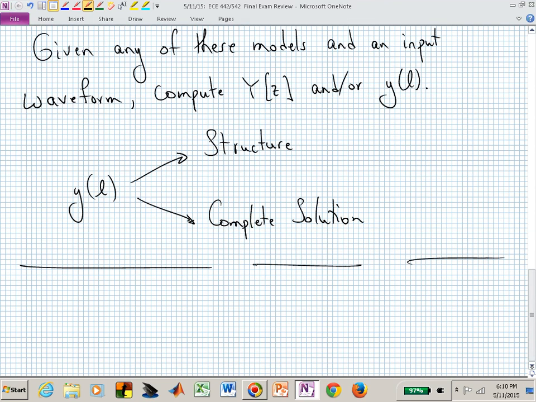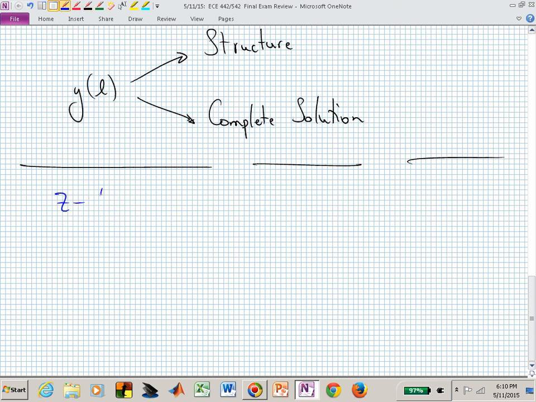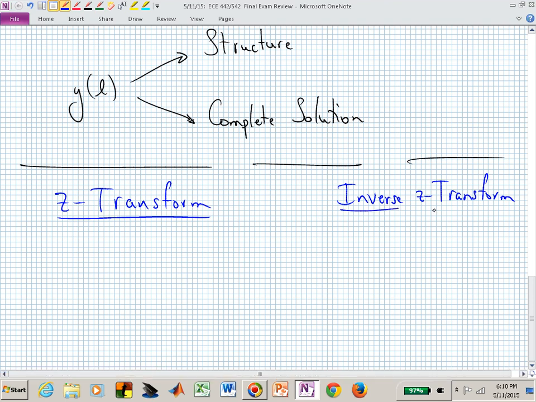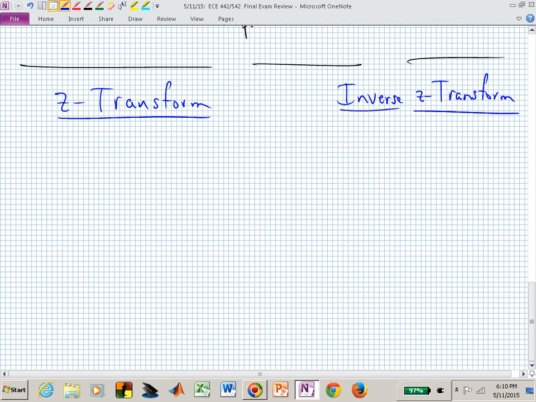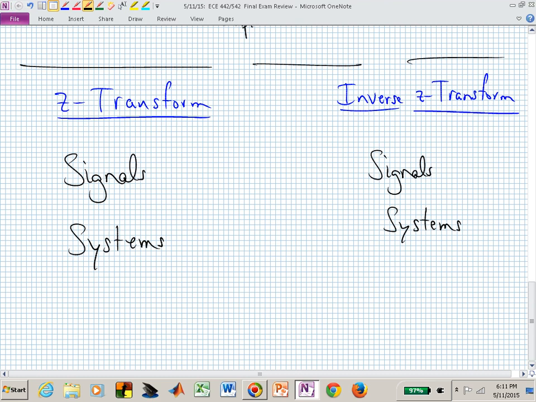These strategies or techniques are really assuming that you're very comfortable with the two domains, the frequency domain and the time domain. We spent a little bit of time dealing with signals and systems in both of those domains. Do you remember one of the key ideas that relates those two domains, besides the Z transform operation? What's another piece of information?